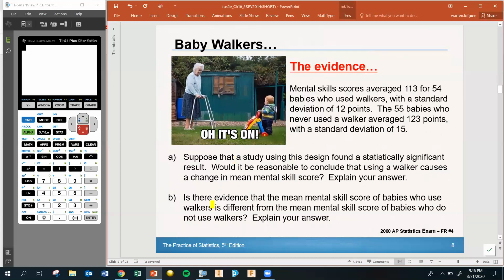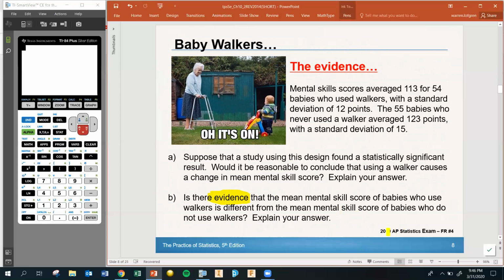And question B asks you, is there evidence that the mean mental skill score of babies who use walkers is different from the mean mental skill score of babies who do not use walkers? So a couple things I see here. I see this word evidence. And when they ask you for evidence, that typically means you want to do one of two things. You either want to make a confidence interval or you want to do a significance test. You could do either one.